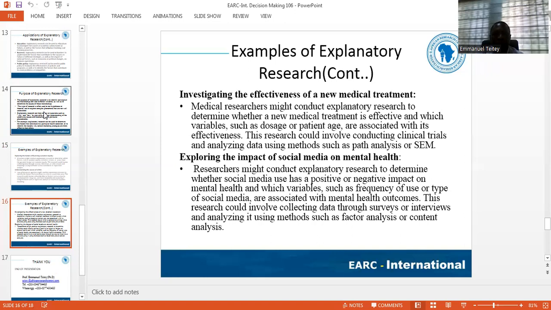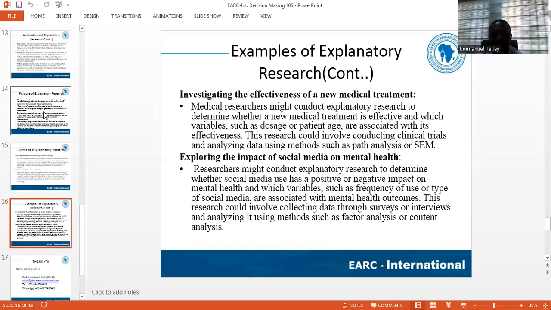Examples of explanatory research still continue. Investigating the effect of a new medical treatment. Medical researchers might conduct explanatory research to determine whether a new medical treatment is effective and which variables, such as the dosage or patient usage, are associated with its effectiveness. This research could involve conducting clinical trials and analyzing data using methods such as path analysis or SEM.